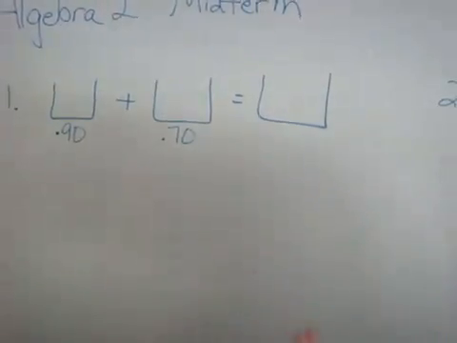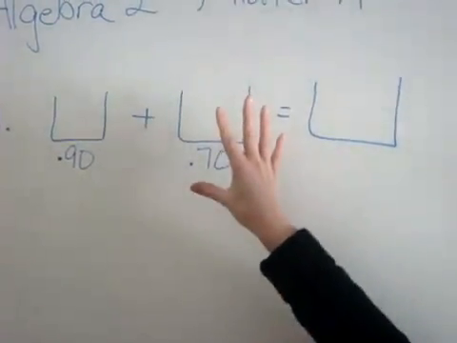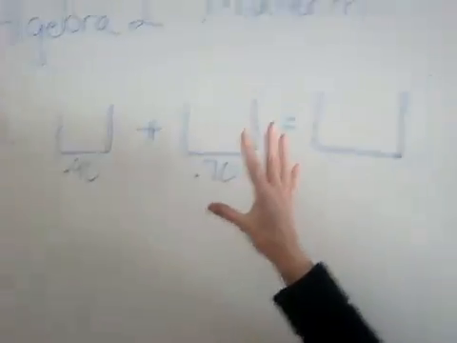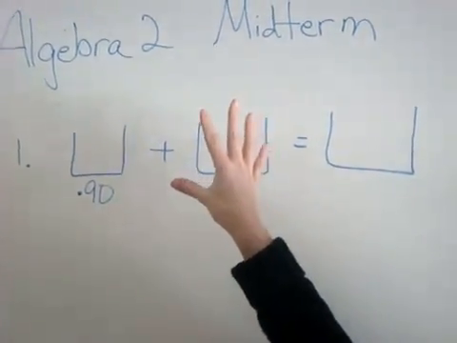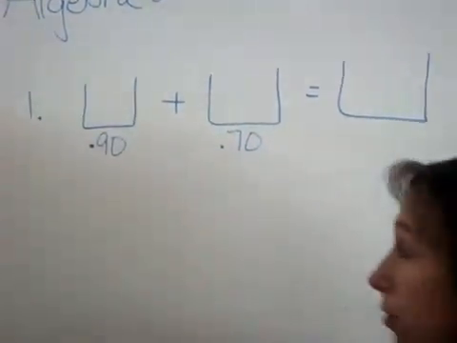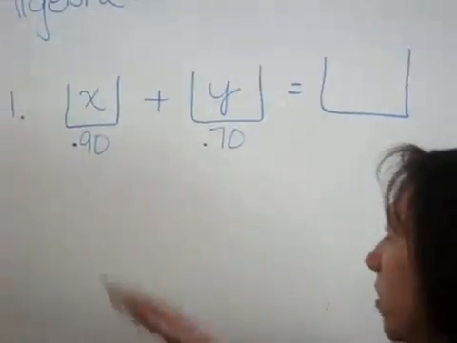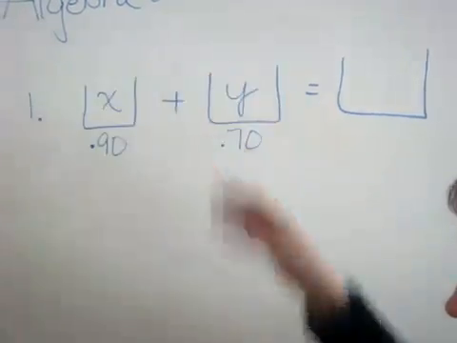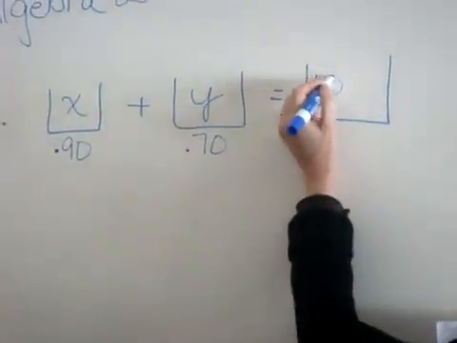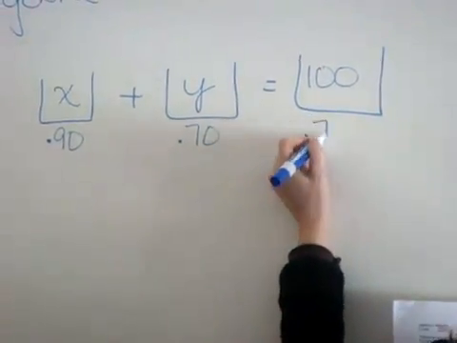That's telling us there's two solutions and we don't know how much they are. So this tells us it's an old problem as opposed to it being the new type where you will only have one thing you don't know. So we'll call this one X and this one Y. We have 90% of one solution. We have 70% of another solution to give us 100 liters of a solution that's 78% iodine.